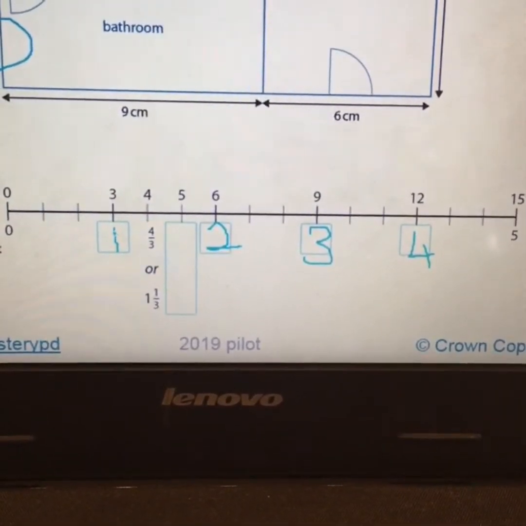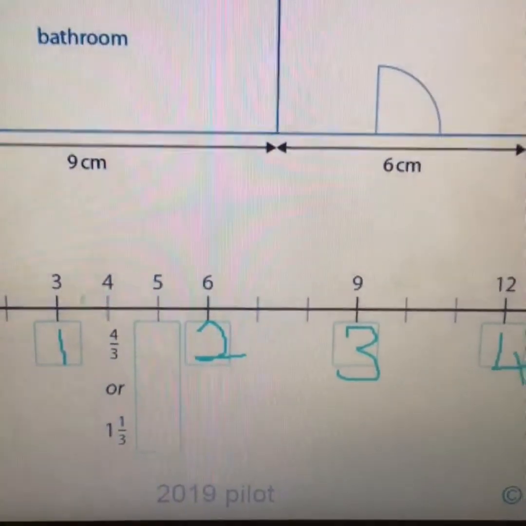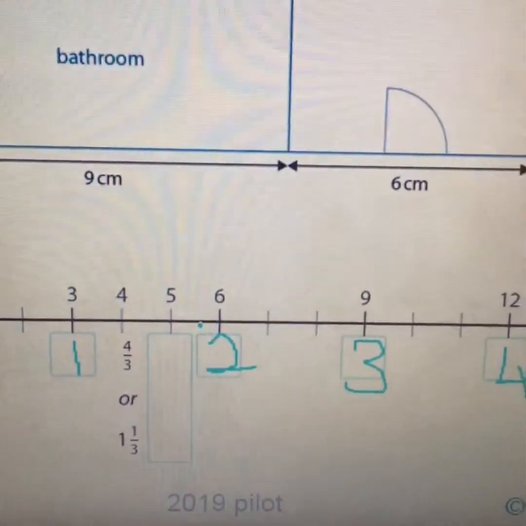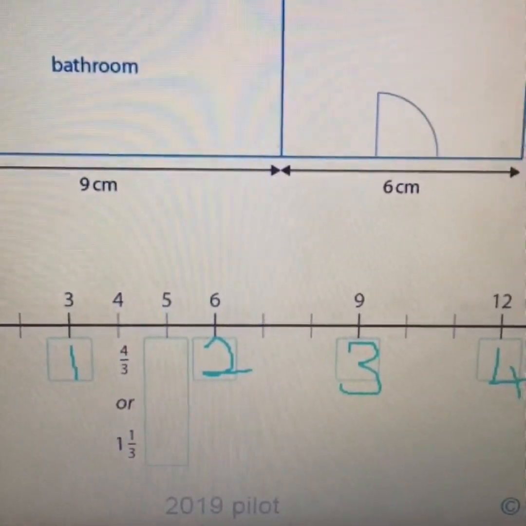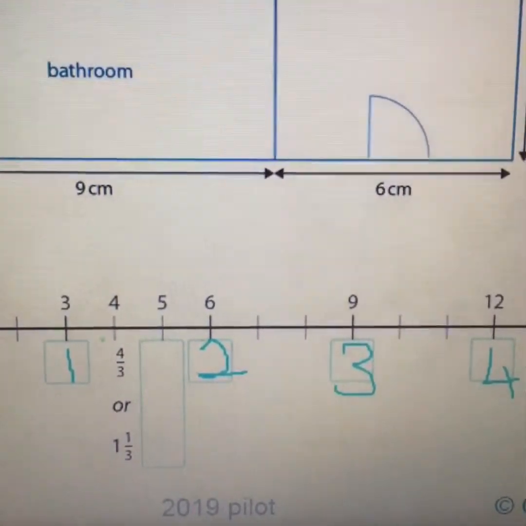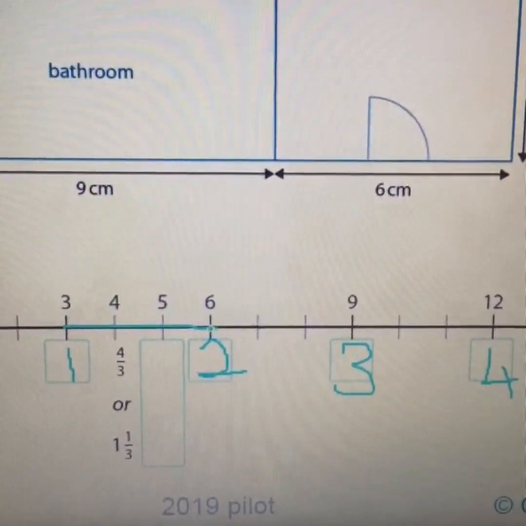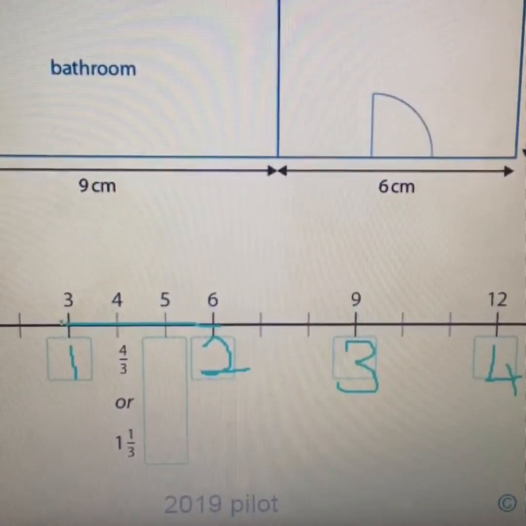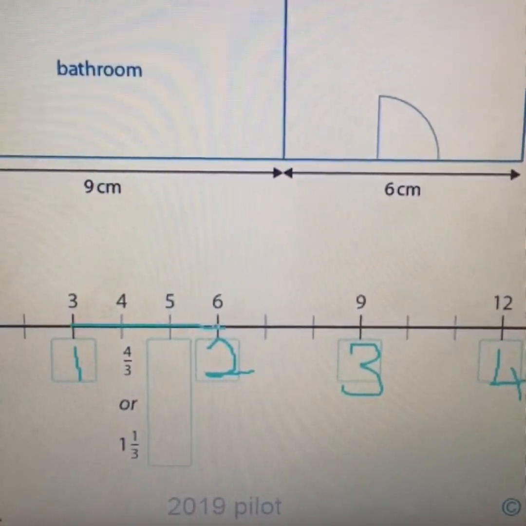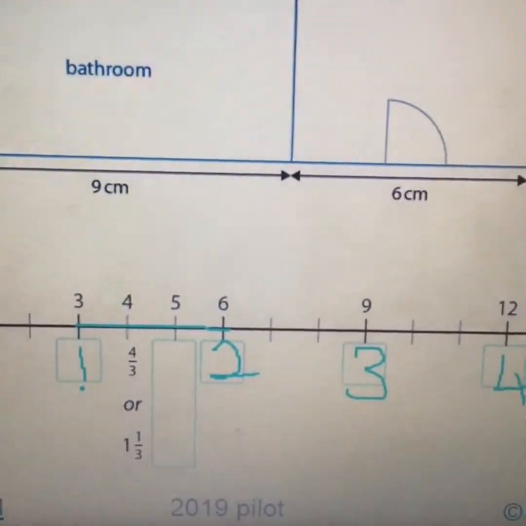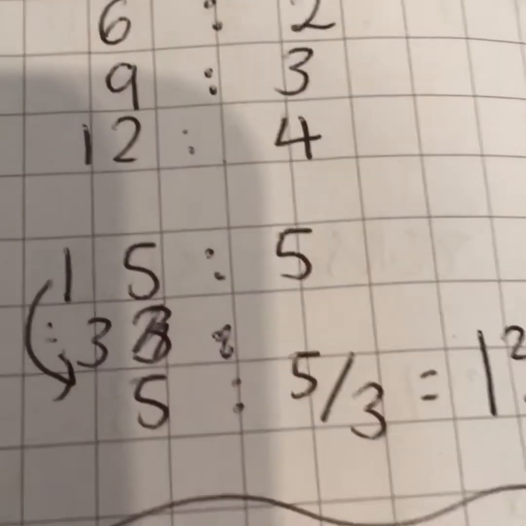You can use this number line to help you here, because you can see that it's split into thirds. And that's because there is 3 centimetres to every 1 real metre in real life, if you like. So that is 1 metre, but it's split into 3 centimetres. So I'm going to show you the 5 centimetre one first of all. So here we go. So we can use a number line to work it out.